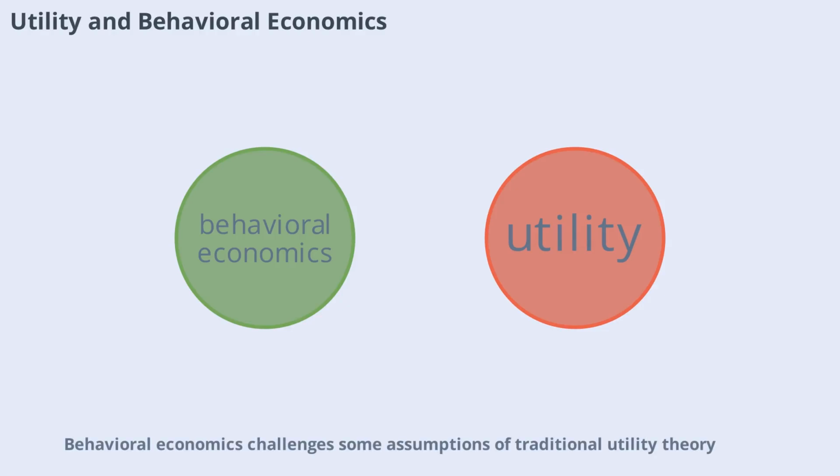Behavioral economics challenges some assumptions of traditional utility theory. People don't always act rationally, and their choices can be influenced by biases, habits, or emotions. By combining utility theory with insights from psychology, economists can better understand real-world decision-making.